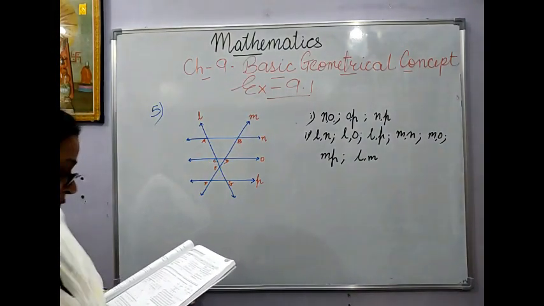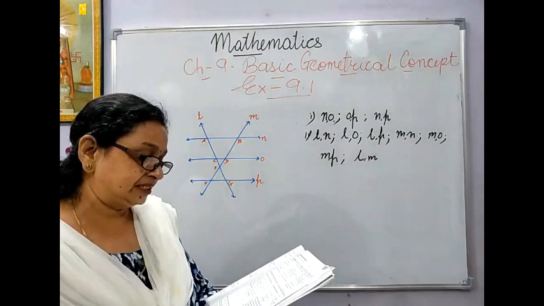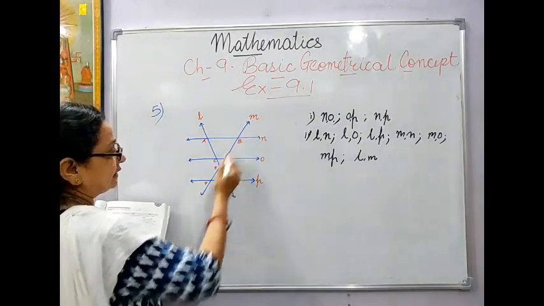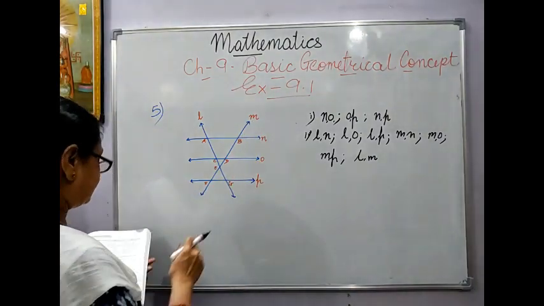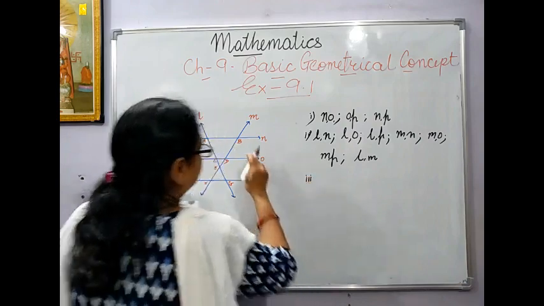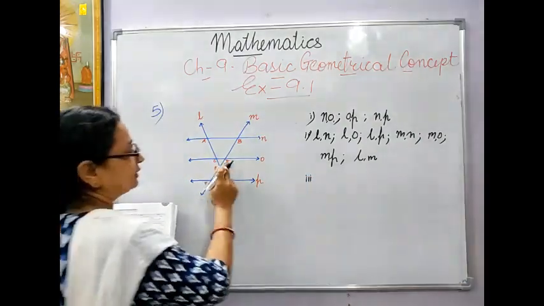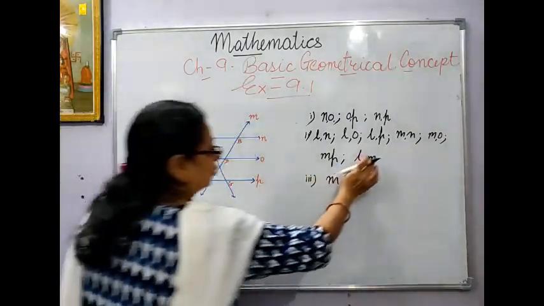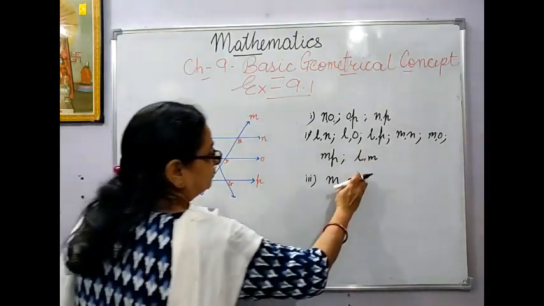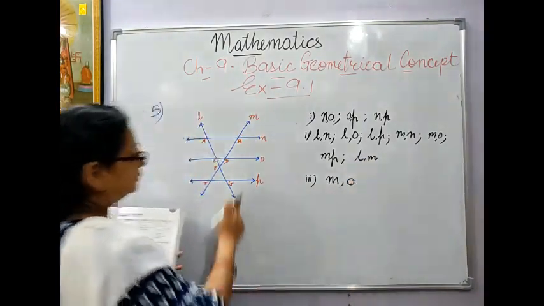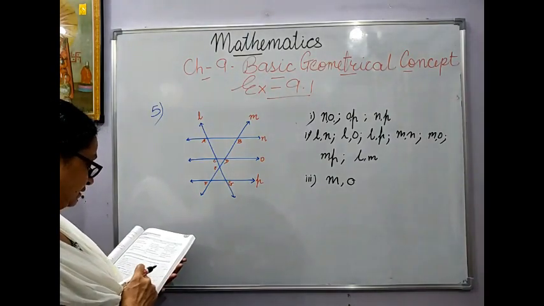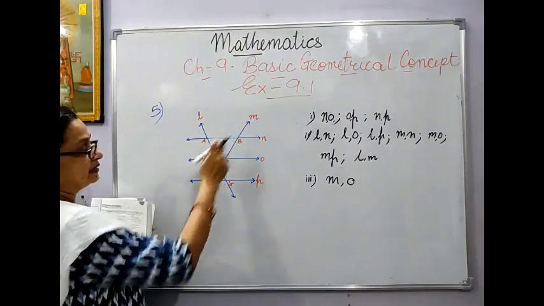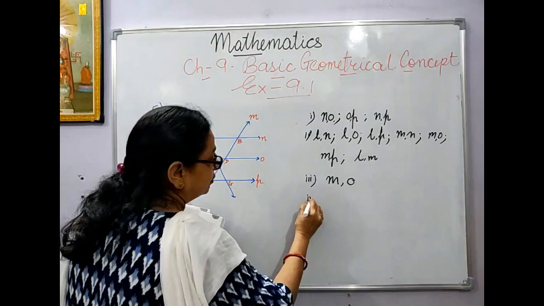Okay. Then next, lines whose point of intersection is D. D is this. Which lines are intersecting? M and O are intersecting here. So the third one will be, this M and this O are intersecting at D. So it will be line M, O. Clear? Then point of intersection of lines L, N, M. The L, M, N lines are intersecting at E. So this is your fourth answer.